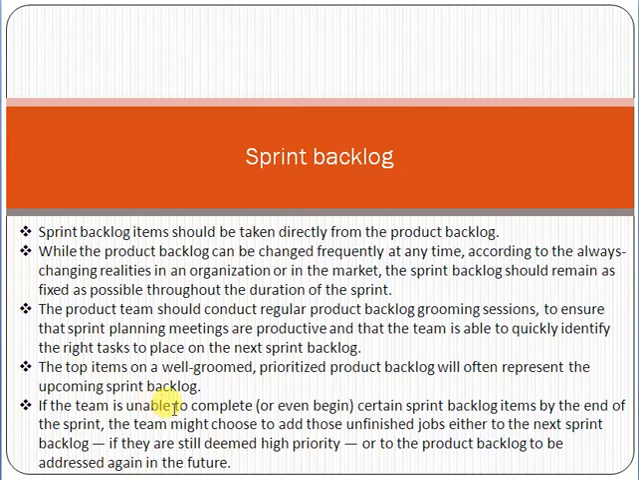If the team is unable to complete or even begin certain sprint backlog items by the end of the sprint, the team might choose to add those unfinished jobs either to the next sprint backlog if they are still deemed high priority, or to the product backlog to be addressed again in the future.